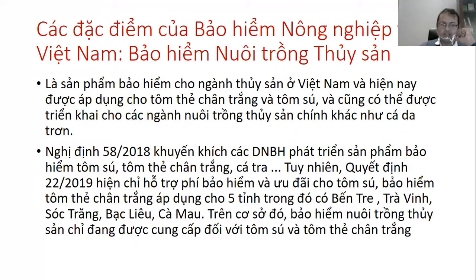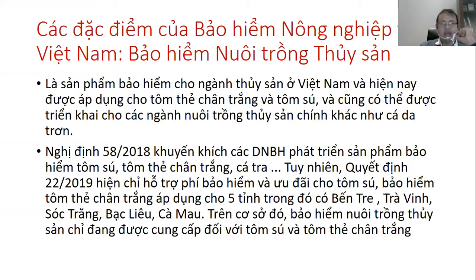Yeah, so with aquaculture insurance, this is designed specifically for the fisheries sector, and it's currently available in Vietnam. As per the regulations, the aquaculture in scope is white-leg shrimp and black tiger prawns. However, this can also be developed for other major aquaculture categories as well, such as catfish, for example.